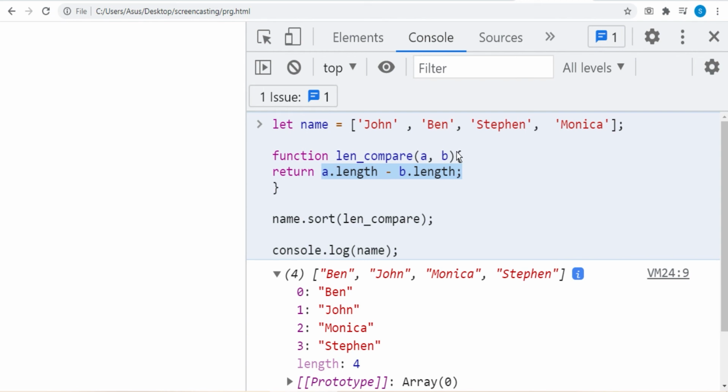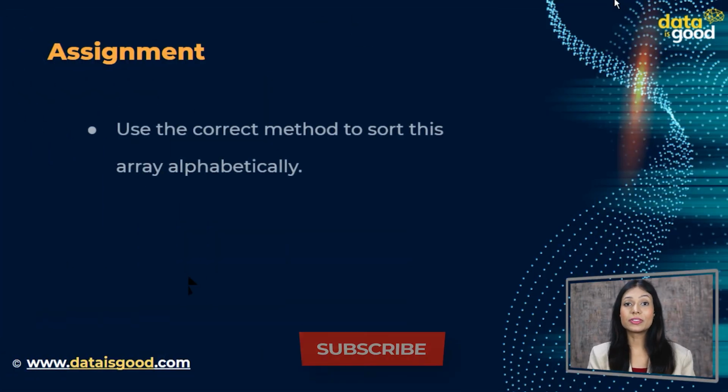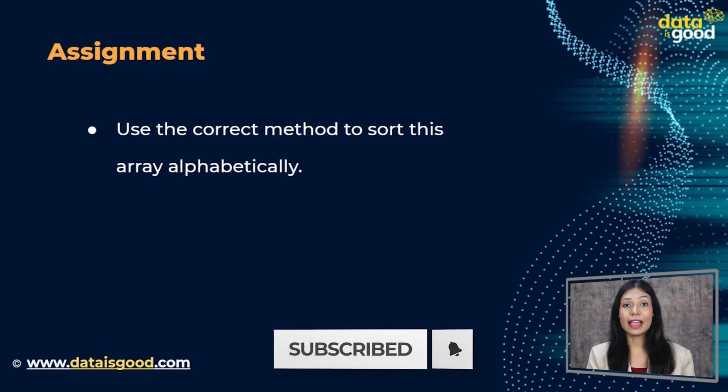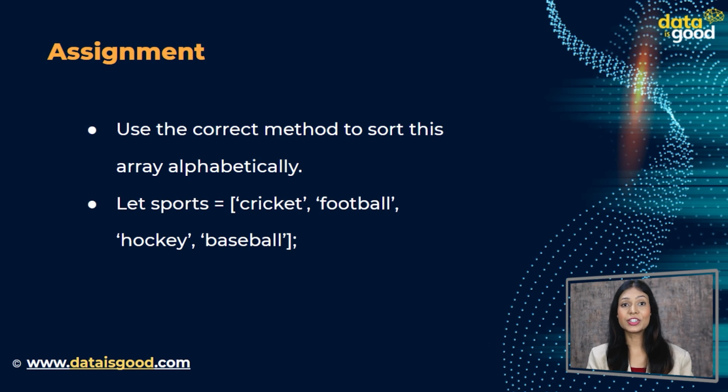This is how we sort an array in JavaScript. With some practice, you will find it easy to work with arrays. Can you complete this assignment now? Use the correct method to sort this array alphabetically. Let sports = [cricket, football, hockey, baseball].